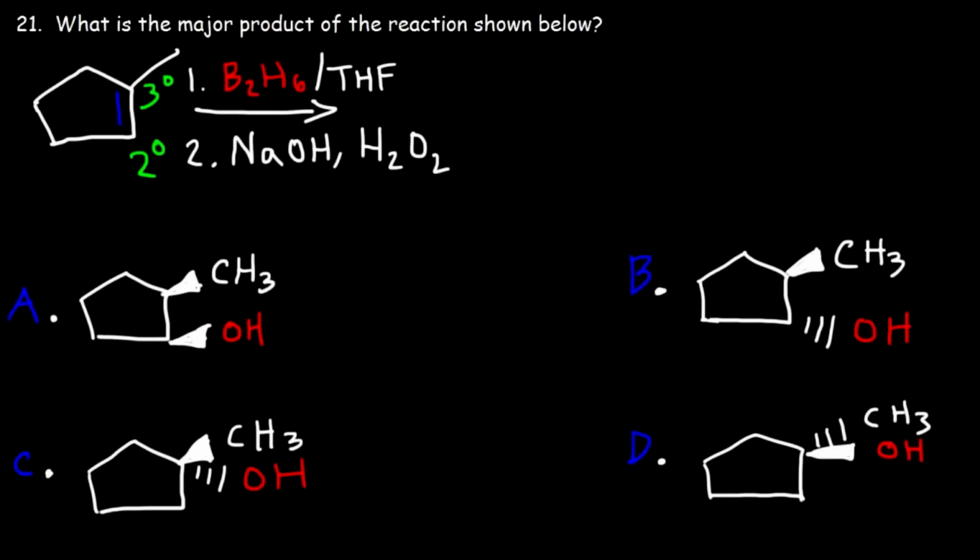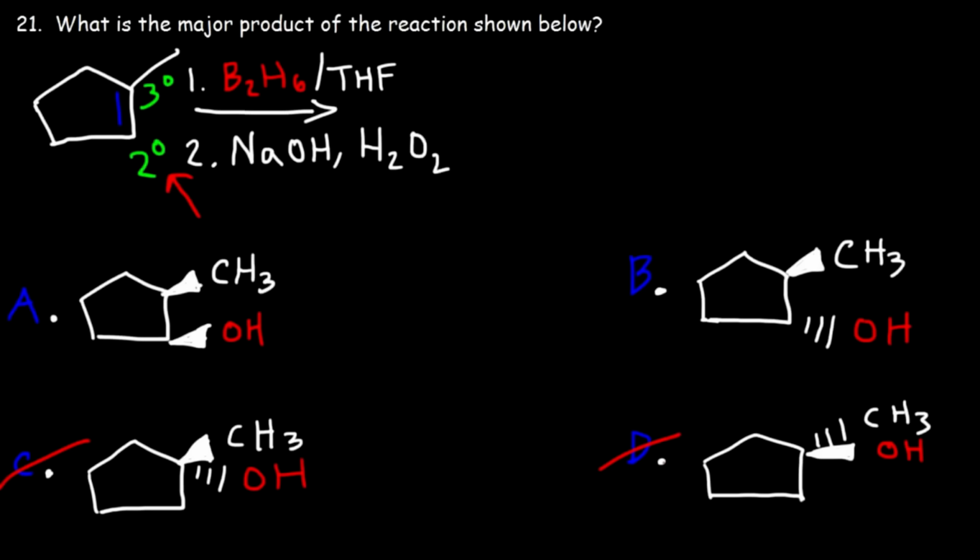Now, the hydroboration oxidation reaction is an anti-Markovnikov reaction, which means that the alcohol, the OH group, should be on the less substituted carbon, that is the secondary carbon, since it's an anti-Markovnikov addition reaction. So therefore, C and D will not be the answer. We can eliminate those two.